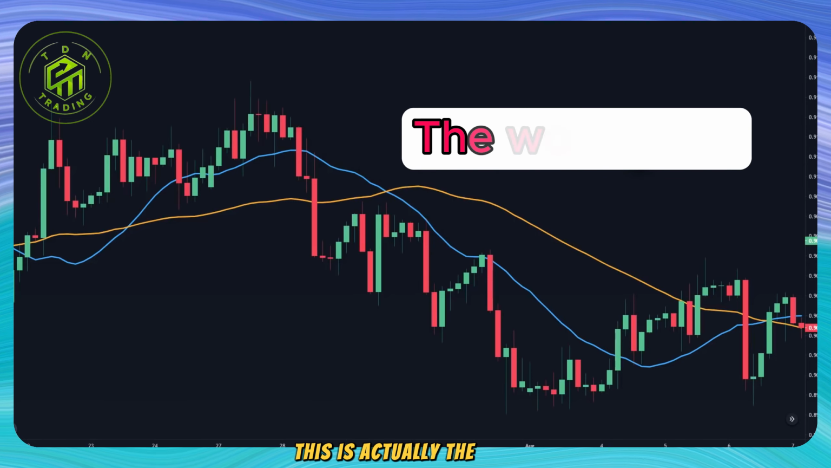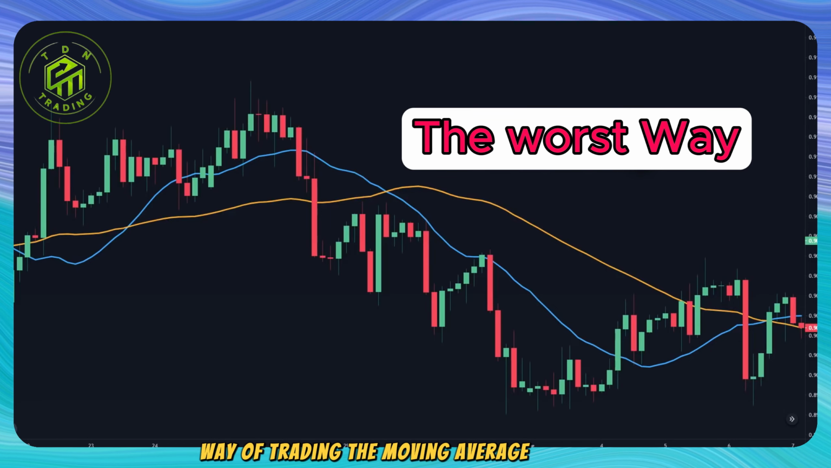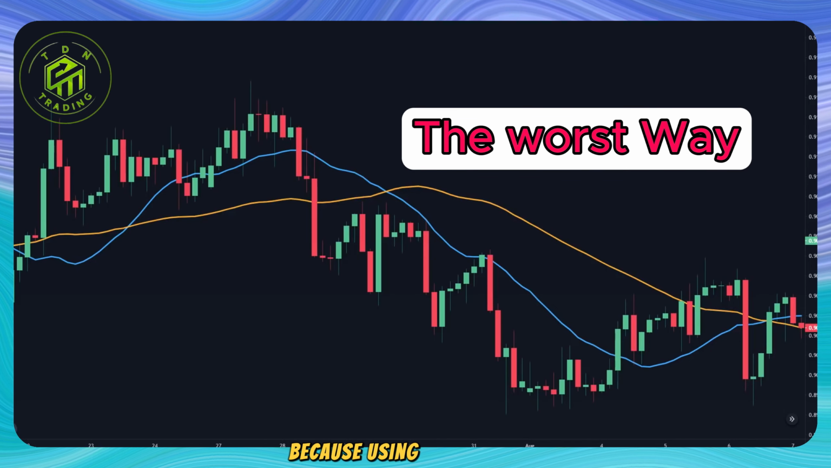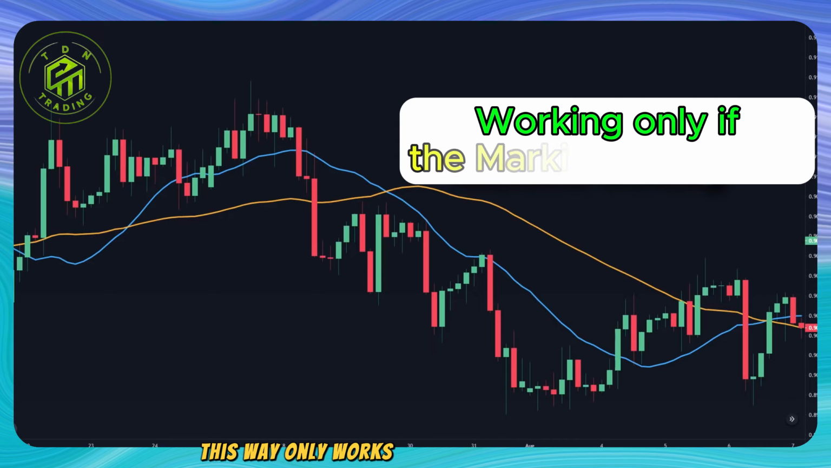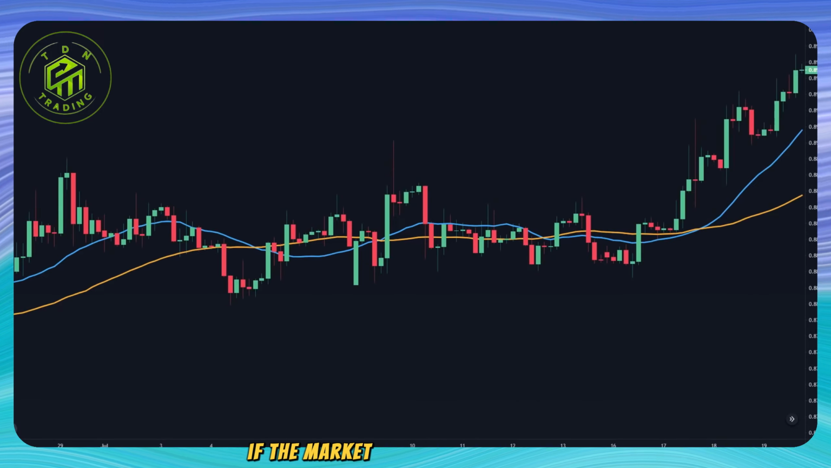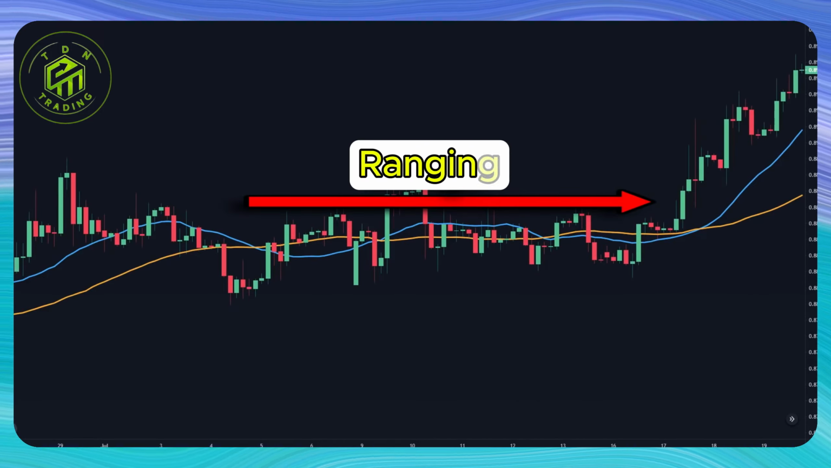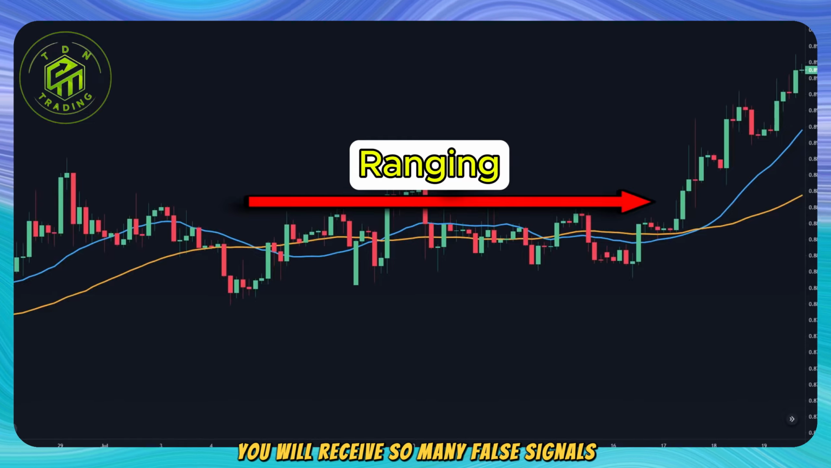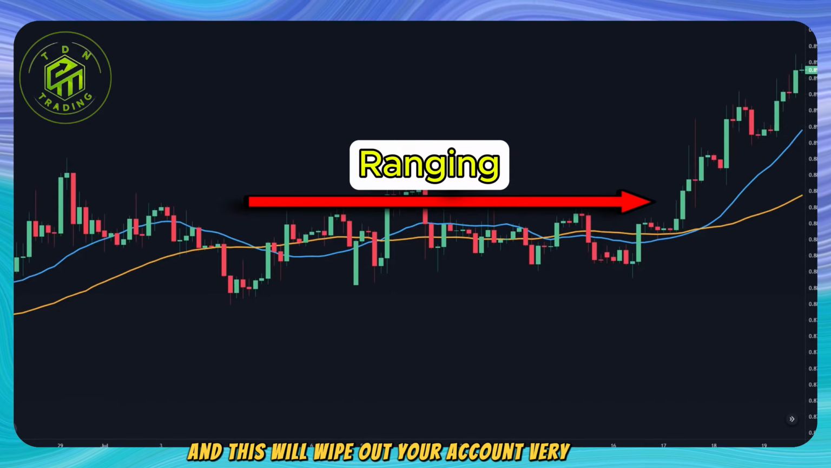This is actually the worst way of trading the moving average crossover, because using the strategy this way only works if the market is trending. If the market is in a range like this, you will receive so many false signals and this will wipe out your account very quickly.